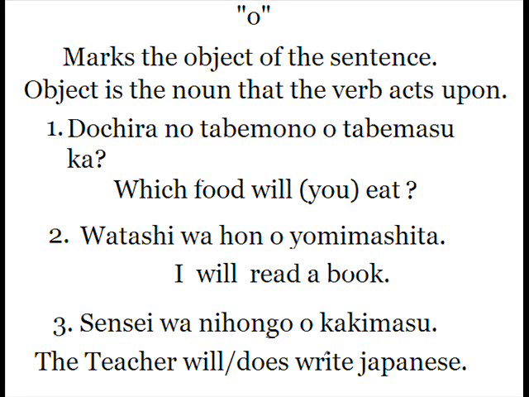Okay, number 1. Dochira no tabemono o tabemasu ka? Which food will you eat? Now, dochira is which, tabemono is food, so it's which food. Now, o is going to mark the object which is being acted upon. The food is going to be eaten, so the food is being acted upon. Tabemasu is the verb eat. Tabemono is going to be acted upon, the verb eating.